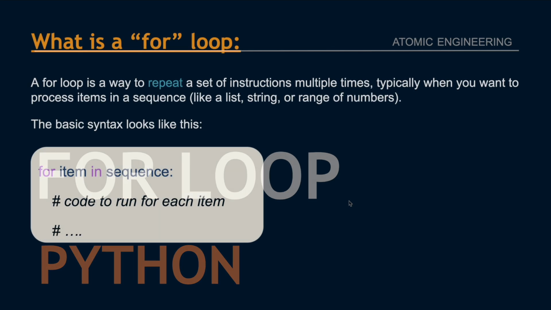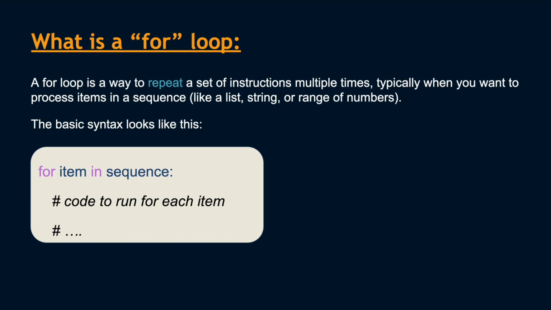So basically, a for loop is a way to repeat a set of instructions multiple times. Typically, when you want to process items in a sequence, and the sequence can be like a list, string, or range of numbers. And the basic syntax looks like this.